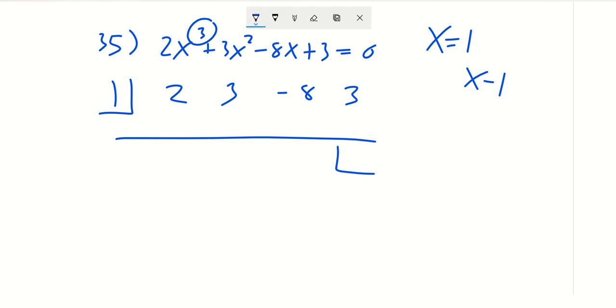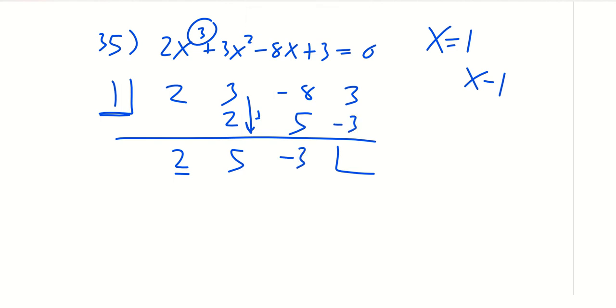Let's check this. To do synthetic division, the first number comes straight down. You take the number on the bottom times the number in the block. 1 times 2 is 2. Add to go down. 3 plus 2 is 5. Bottom times block gives us 5. Add to go down, we get -3. Bottom times block gives us -3. Add to go down, and we get 0. So if you remember our factor theorem, we have a remainder of 0, which does show that x equals 1 is a root, which means that x minus 1 is a factor of this polynomial.